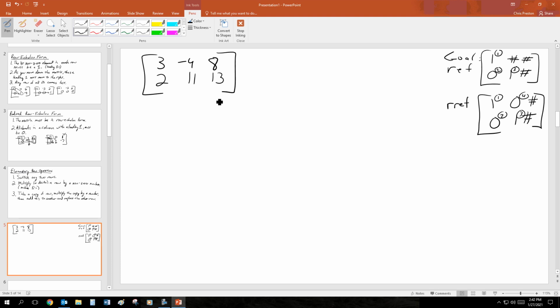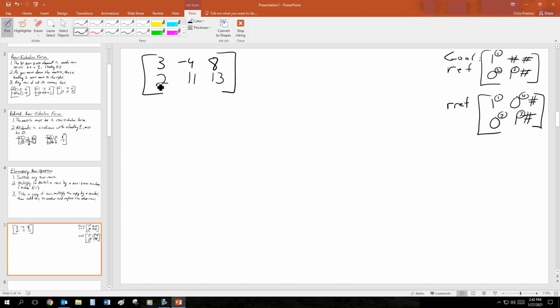Now, first thing I want to do is get my first 1, and I have a couple options. First option is I could multiply the entire top row by 1/3 and make that a 1, but then I have to work in thirds.